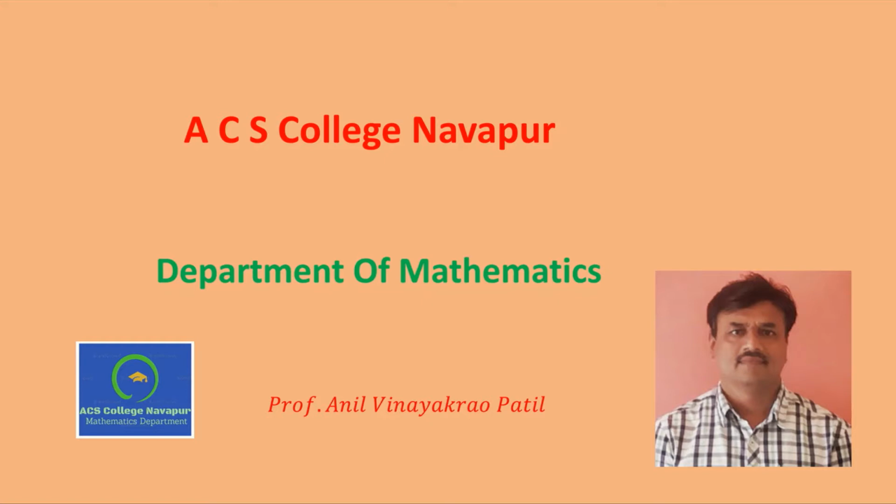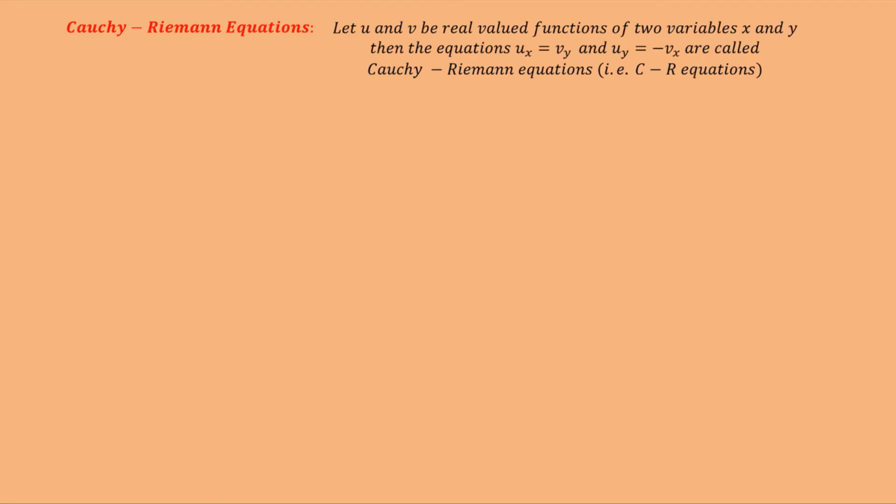Today we have to see Cauchy Riemann equations. Let u and v be real valued functions of two variables x and y, then the equations ux is equal to vy and uy is equal to minus vx are called Cauchy Riemann equations, shortly CR equations. Here ux means del u by del x, that is the partial derivative of u with respect to x. vy means del v by del y, uy means del u by del y, and vx means del v by del x.